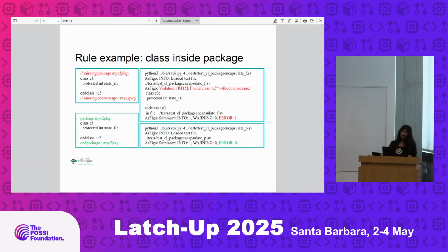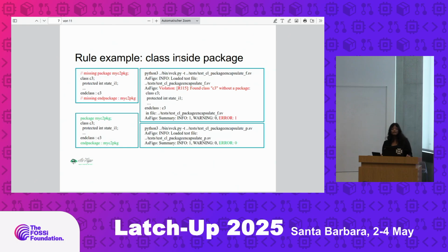This is an example that shows how the linter tool works on your code. Let's say your code is missing a package, which is not consistent with the SystemVerilog guidelines. When it sees that, it flags a violation in your log, and then it tells you whether you have an error or not.